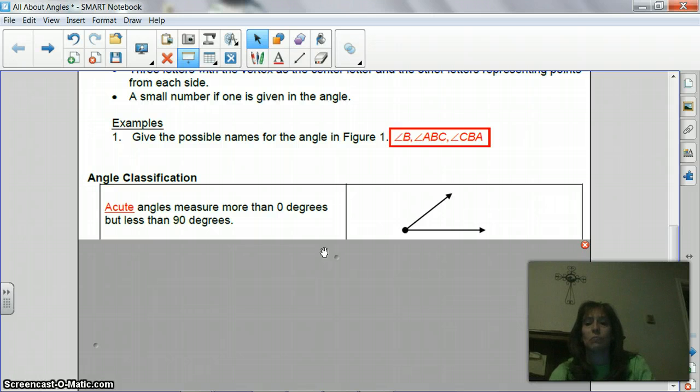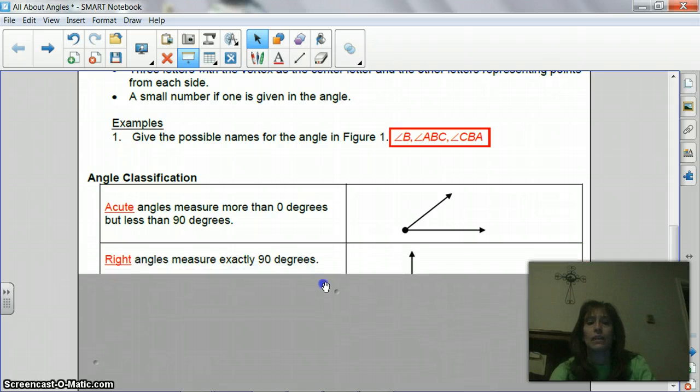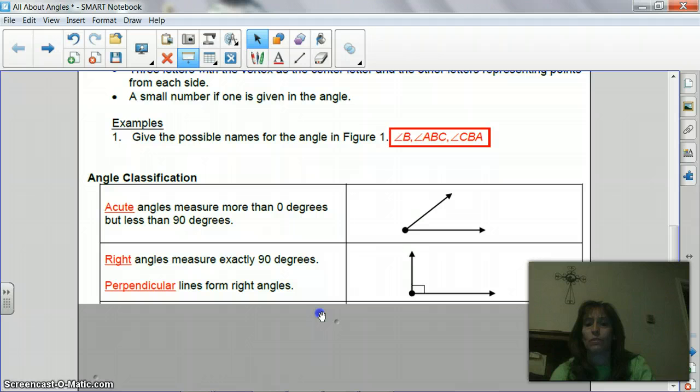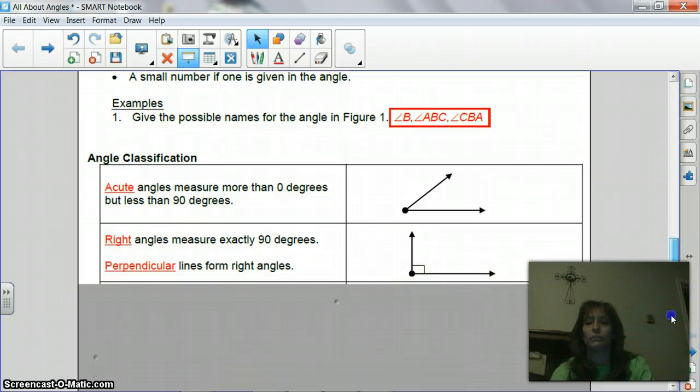So that could be anywhere from little bitty tiny up to 89. 1.5 degrees would still be an acute angle. The next one is a right angle, which is also equally familiar to you. A right angle is exactly 90 degrees, and it forms perpendicular lines where the two rays meet. Now, most of the time it's shown to you with the little box in the angle, so you know that it is a right angle.